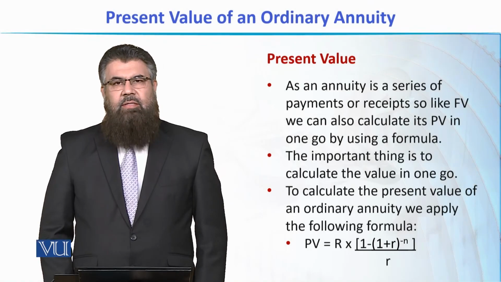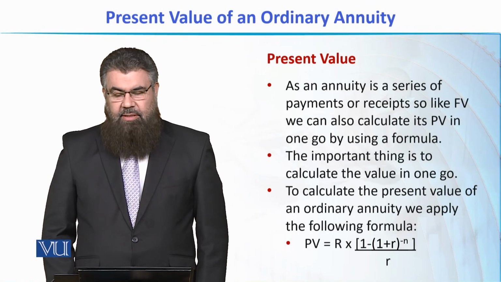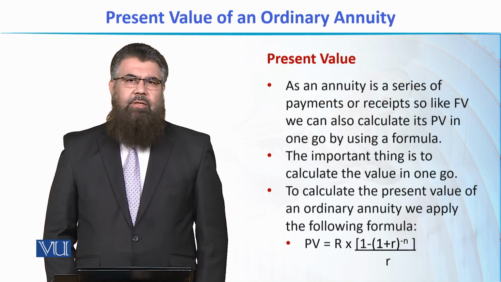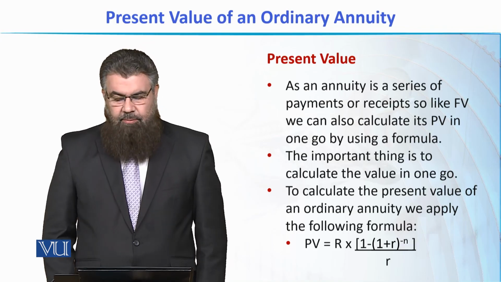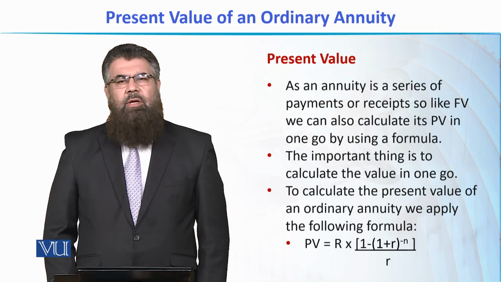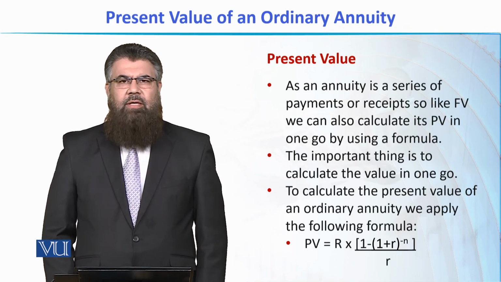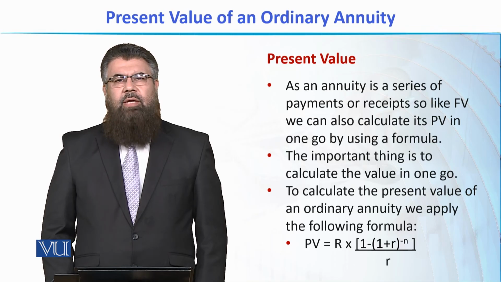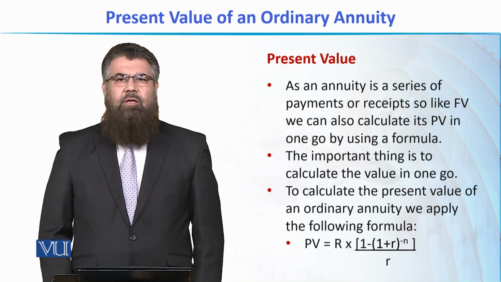As an annuity is a series of payments or receipts, so like its future value, we can also calculate its present value. And the important thing is that by using a formula, which is the formula of present value of an annuity, we can calculate its present value in one go. Otherwise, to calculate the present value, we have to discount every individual amount in that series.